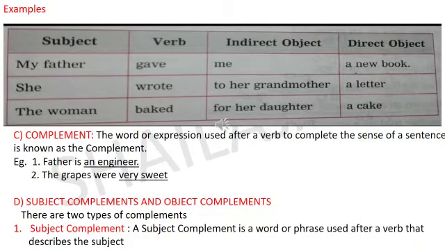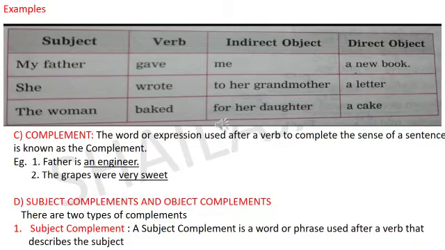The woman baked for her daughter a cake. Which is the direct object? A cake. Which is the subject? The woman. Which is the verb? Baked. Which is the indirect object in the sentence? For her daughter. Very good.